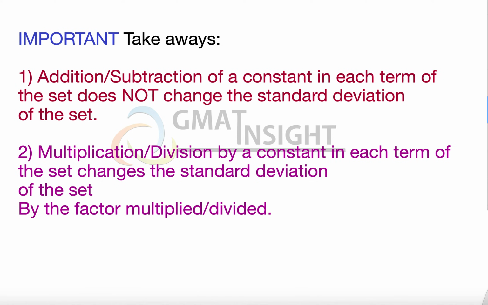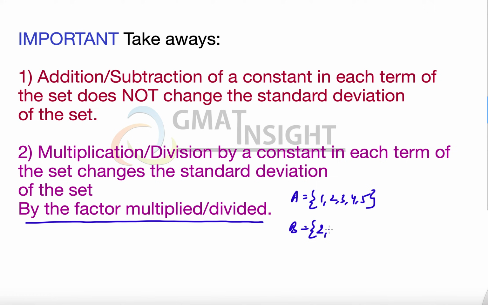That's number 1. Now, the second thing to take away is that the multiplication or division by a constant does change the standard deviation of the set, and it changes by the same factor multiplied. For example, in the previous example, we looked at one set, which was 1, 2, 3, 4, 5, and there was another set B which had elements 2, 4, 6, 8, 10. So each term of set B is 2 times each term of set A, and therefore the standard deviation of set B was greater than the standard deviation of set A. Actually, the standard deviation of set B will be twice the standard deviation of A.